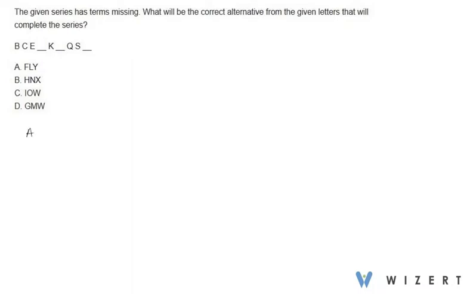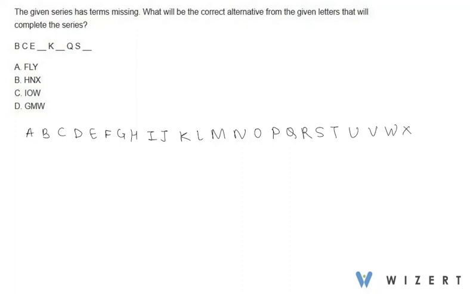So A, B, C, D, E, F, G, H, I, J, K, L, M, N, O, P, Q, R, S, T, U, V, W, X, Y, Z. Now the selected letters are B, C, E, K, Q, S.